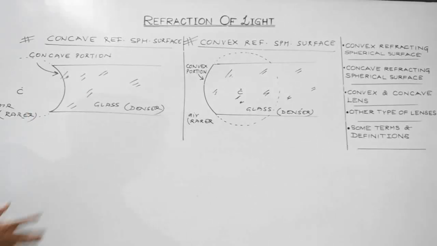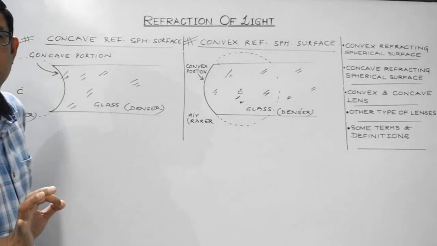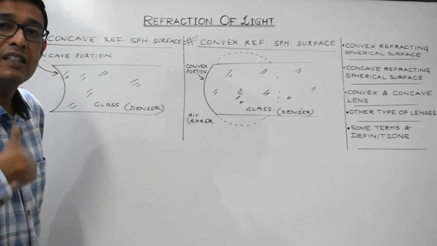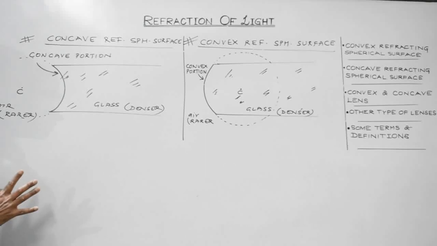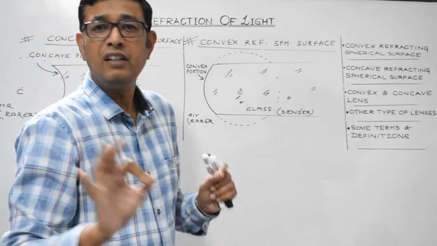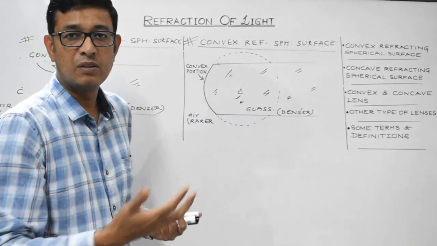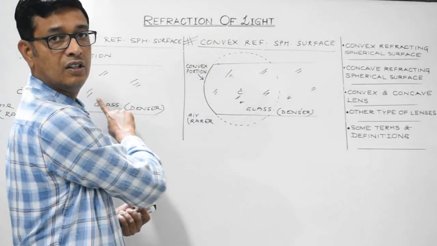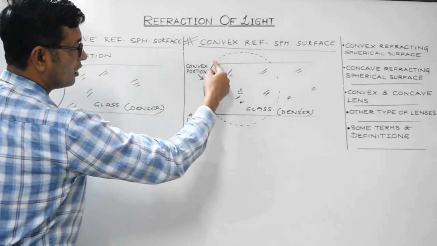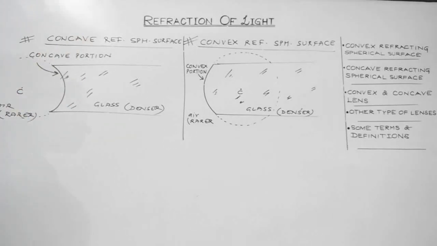So basically, a transparent refracting medium whose curved surface forms a part of a sphere is known as a spherical refracting surface. If the concave portion is towards the rarer medium, then it is known as a concave refracting spherical surface. So students, any transparent refracting medium having a curved surface may be termed a spherical refracting surface. Spherical refracting surfaces are of two types, convex and concave. What's the basic difference? In the case of convex, the convex portion is towards the rarer medium. And in the case of concave, the concave portion is towards the rarer medium.